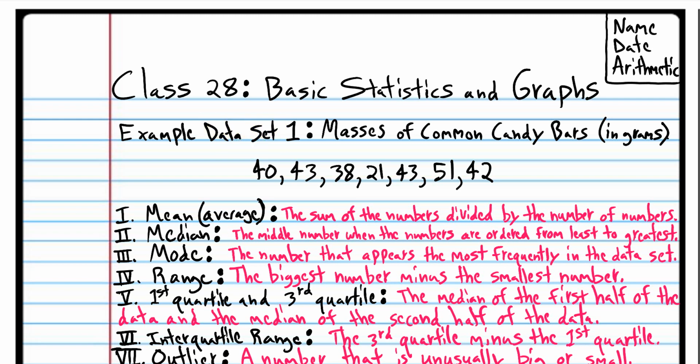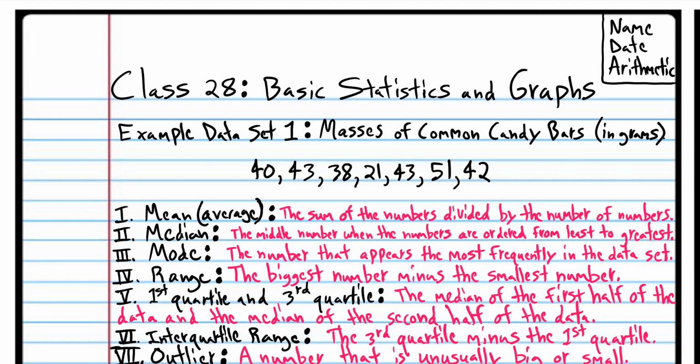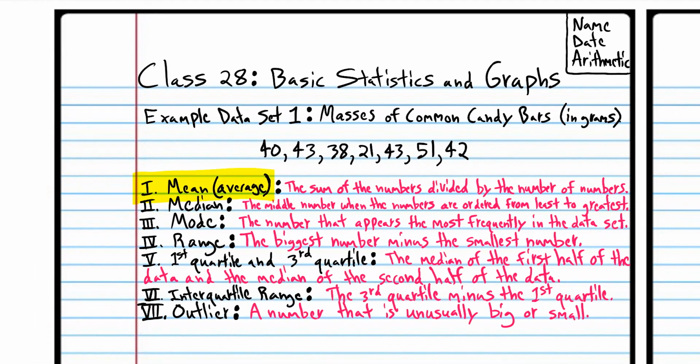Here we have example data set number 1. These numbers here are the data set. They represent masses of common candy bars in grams. In this class, we're going to calculate these 6 values for every data set. These 6 values are the most useful values that we calculate in a particular data set.